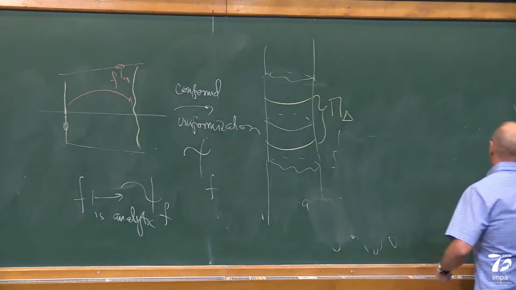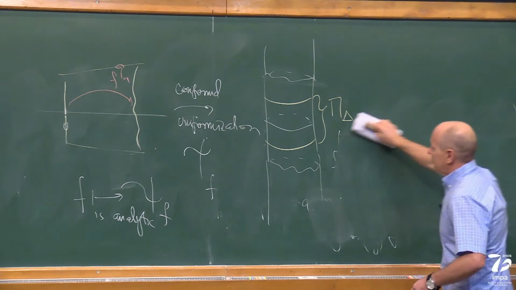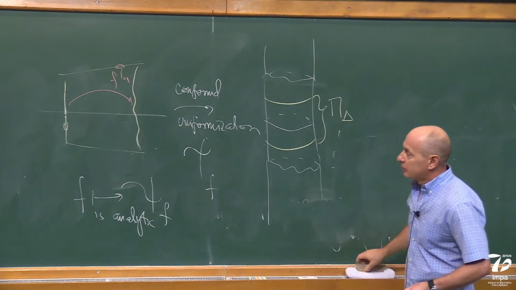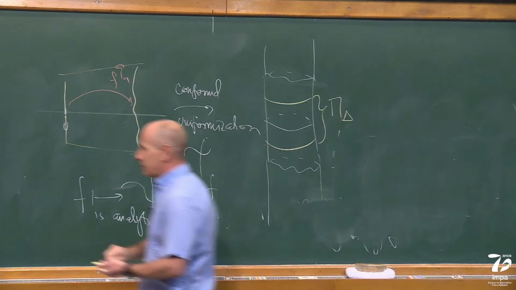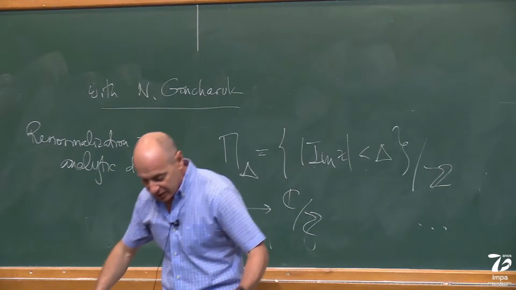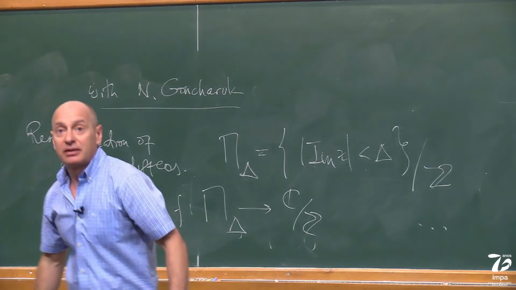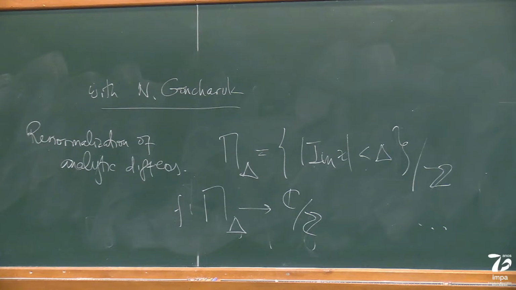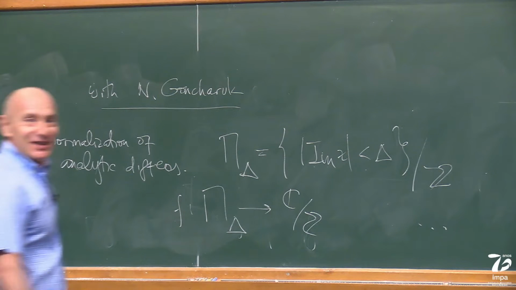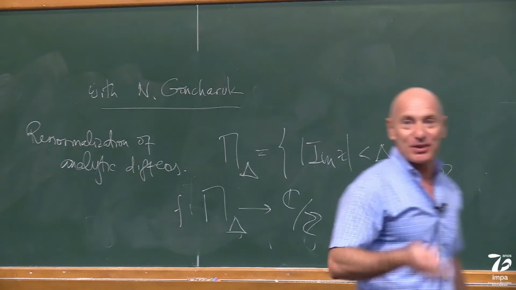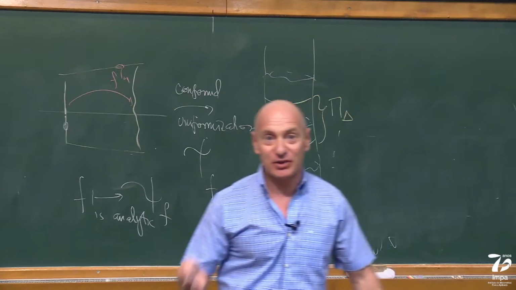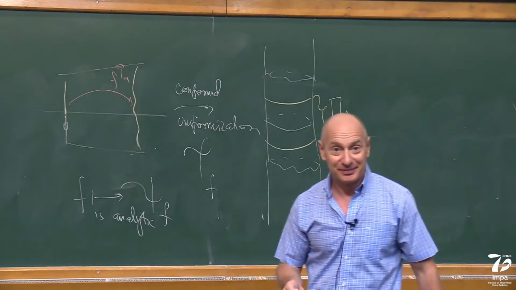Did you mean f from pi delta to pi delta? No. No, I don't. Why? F is just an analytic map. Is this real analytic or complex analytic? It's a real symmetric complex analytic map of one variable. It's a map of one complex variable which happens to have real symmetry and preserves the circle. Okay?